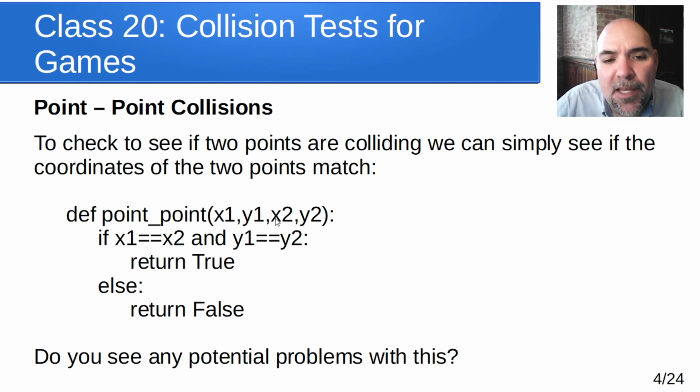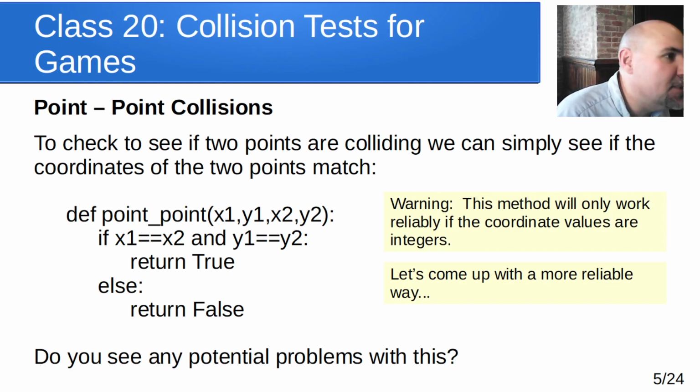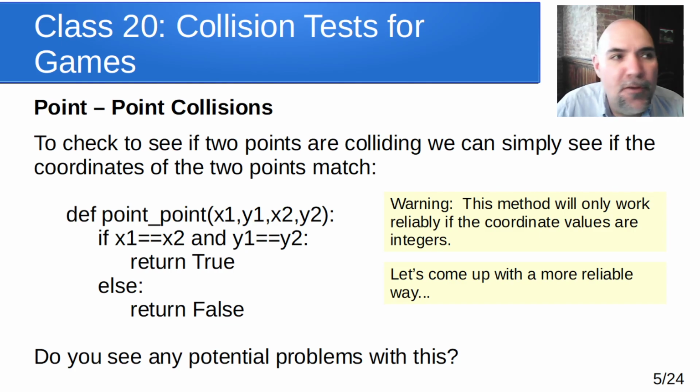Imagine that x1, y1, x2, and y2 are not integers, but floats. The problem is that that method will only work reliably if the coordinate values are integers, because they could be floating point values, and you could have something like 1.0 and 1.000000001. While those would technically be occupying the same space on the screen, it might not be detected as a collision, and it might never be detected as a collision, depending on how far they're being moved each time. So we might want to come up with a more reliable way than just doing the double equal comparison.